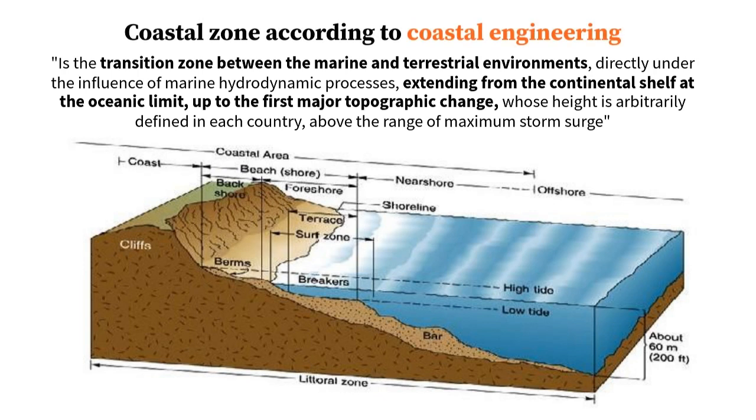For the purpose of our course, we will use an engineering definition. According to the Coastal Engineering Research Center from the United States, the coastal zone is the transition zone between the marine and terrestrial environments, directly under the influence of marine hydrodynamic processes, extending from the continental shelf at the ocean limit, up to the first major topographic change above the range of maximum storm surge.